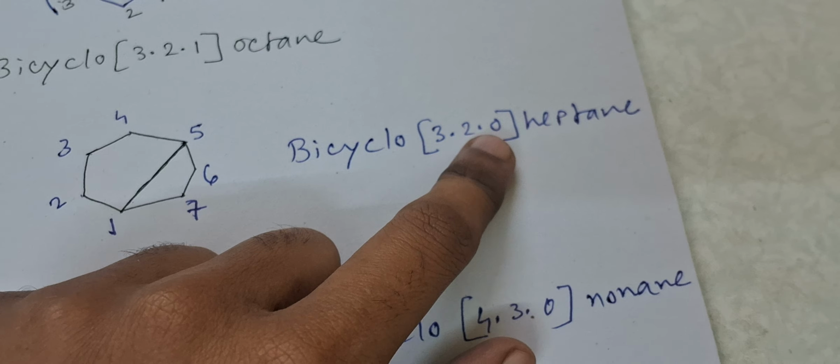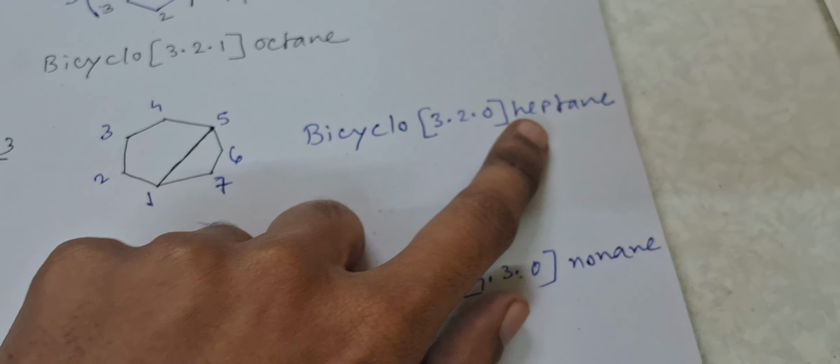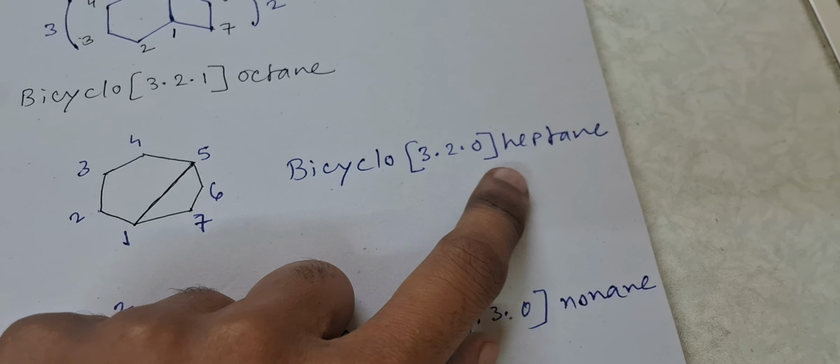So this is also something you should notice. And total number of carbon is 7, so heptane.